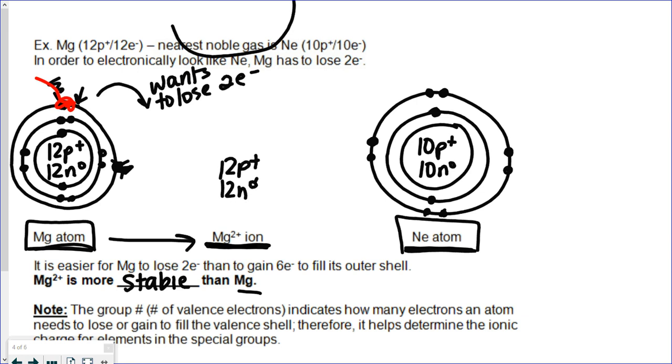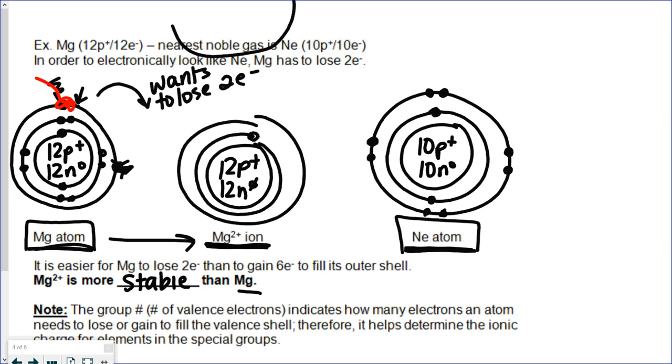So you haven't changed your number of protons and neutrons. That's important. To become 2 positive, you can't actually gain 2 protons because then it's no longer magnesium. Then we are talking about silicon. Not what we want to do. You can only change your number of electrons. Sorry, these are weird circles.